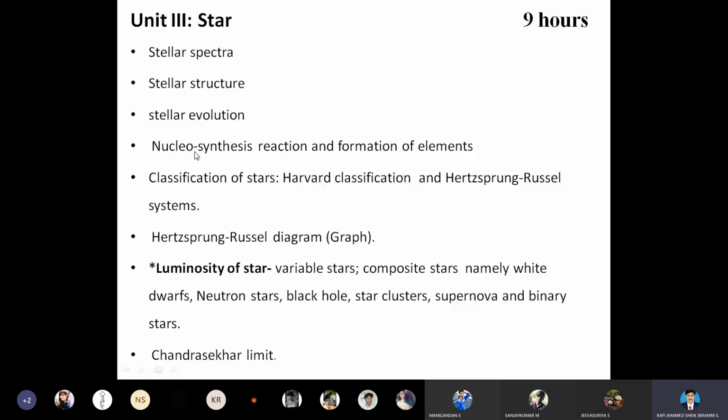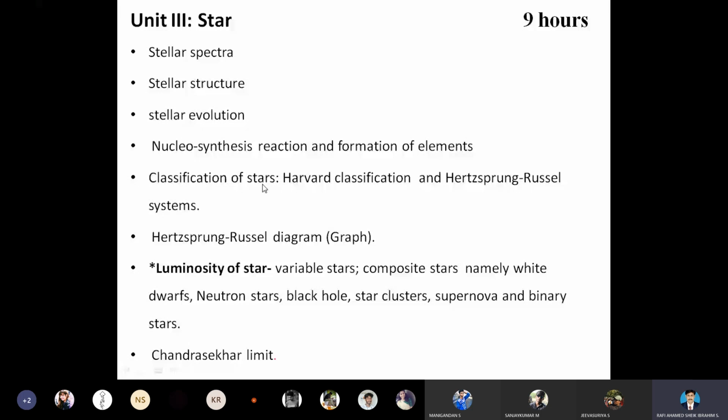The reaction is the nuclear reaction. We know the nuclear reaction is a fusion reaction. In the fusion reaction, hydrogen collides with helium, and it will produce a huge energy. That huge energy is in the form of plasma. When this plasma radiates, it radiates along with some elements that we have to study here. Then the classification of stars.